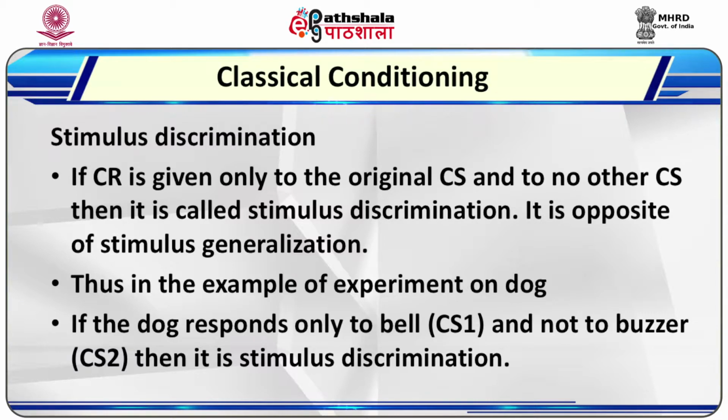Stimulus discrimination. It is the opposite of stimulus generalization. In generalization, CR is given not only to the original CS, but also to a similar CS. In discrimination, CR is given only to the original stimulus and not to any other similar CS. Thus, in the dog's experiment, CR is given only to the bell and not to the buzzer. This is done by pairing the original CS, that is the bell, with food and not pairing any other similar CS, that is the buzzer, with the US, that is food.